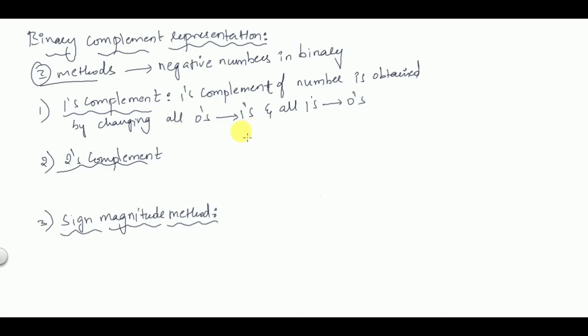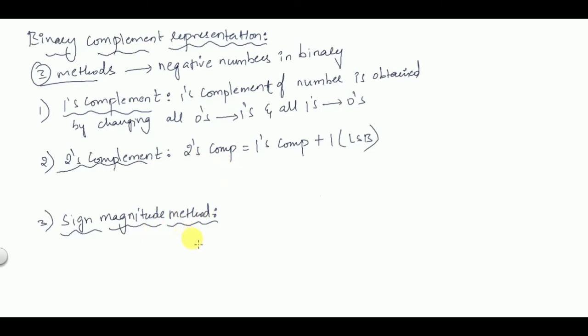Okay, so we'll see an example, then you'll understand very clearly. So 2's complement is equal to 1's complement plus 1. So this one is added to the LSB. That's all. So this is the 2's complement method.